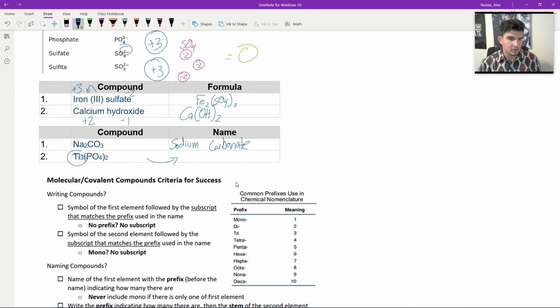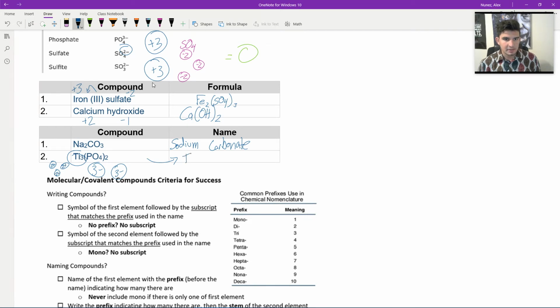So to do that, I'm going to look at phosphate in the table. Phosphate has a charge of 3 minus, but there's 2 of them. So it's like having 2 3 minuses. However, there are 3 titaniums. So my 3 titaniums have to balance out my 2 phosphates. So that means each titanium has to have a charge of +2.